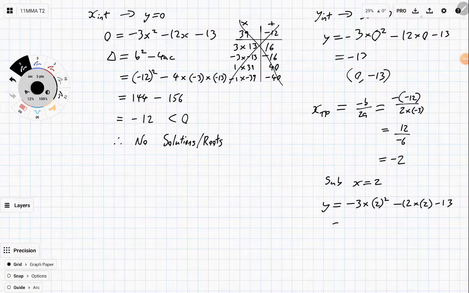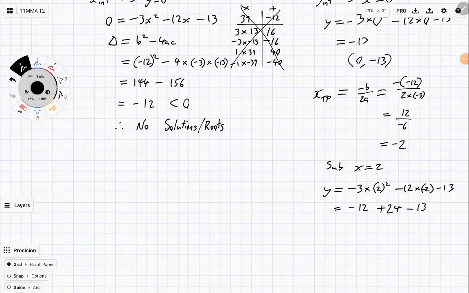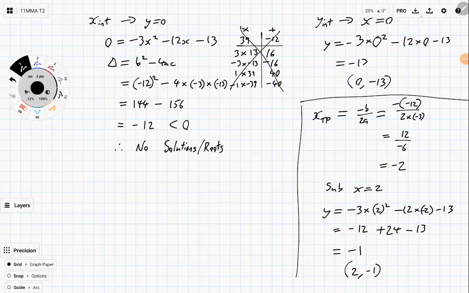Minus 3 times 2 squared. 2 squared is 4. 4 times negative 3 is negative 12. Negative 12 times 2 is negative 24 minus 13. Oh, sorry. Didn't sub in the negative here, so this should actually be positive 24. So in this case, negative 12 plus 24 is 12. 12 minus 13 is negative 1. And so our turning point is (2, -1). So that's option 1 for doing the turning point, is using this formula, which has not been shown before.